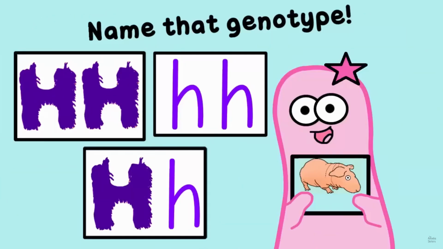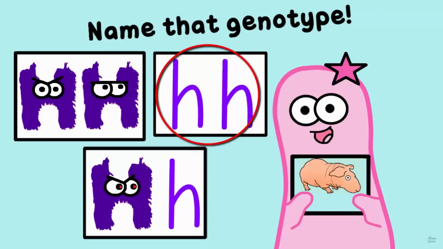Now, if we had a hairless guinea pig, we do know for sure that it's little h, little h, because if it did have a capital letter, even one, that dominating allele would take over and it would have hair.